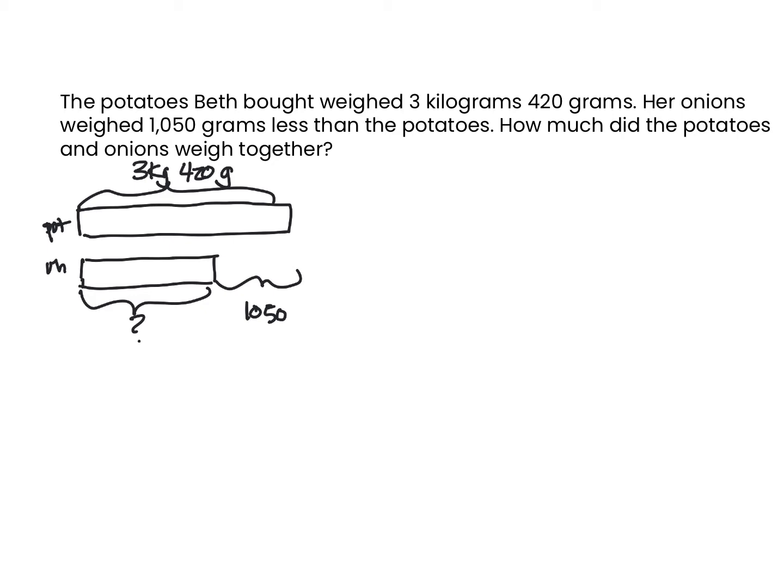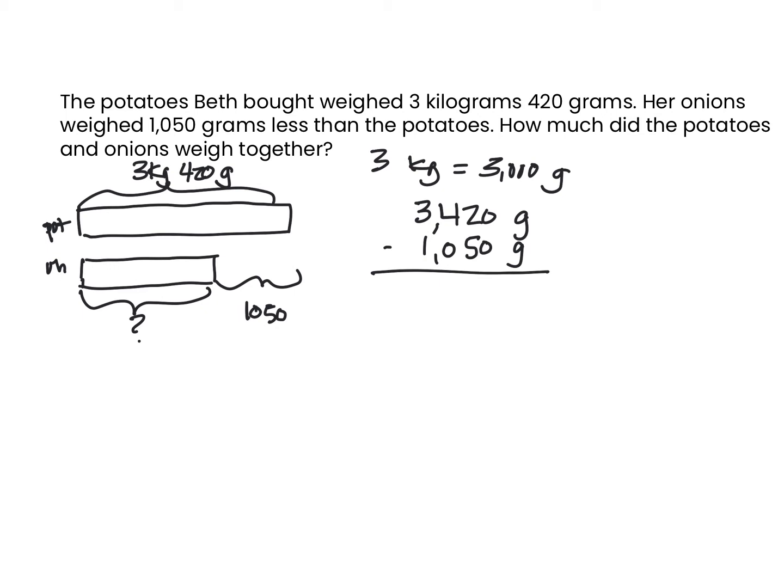So let's do that. I think we'll put our 3 kilograms, 420 grams. Let's put our kilograms into thousands. So because we know that 3 kilograms is equal to 3,000 grams, right? So let's go ahead and just convert that. So we have 3,420 grams. Shouldn't say kilograms there because that would be wrong. So we've got 3,420 grams, and we're going to subtract 1,050, which is not what her onions weigh, but once we subtract, we'll know what her onions weigh.